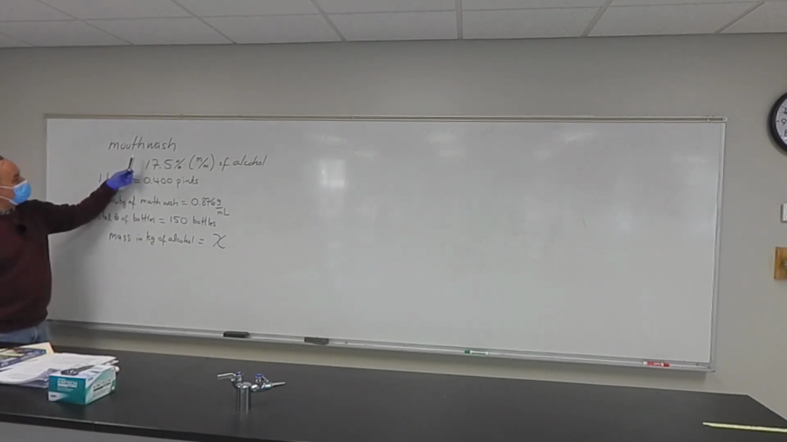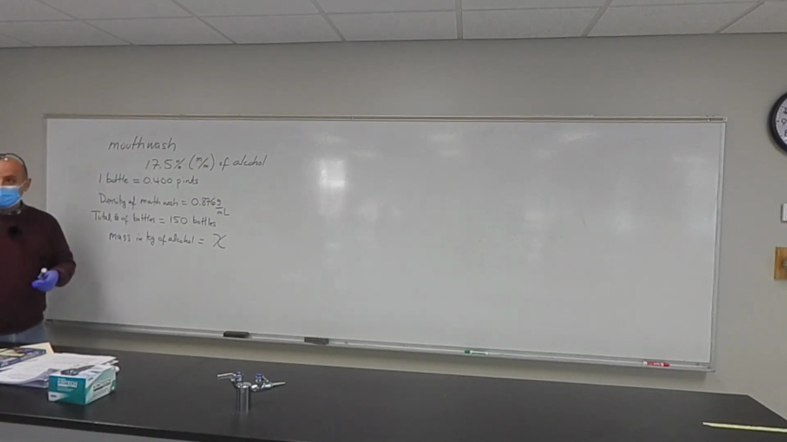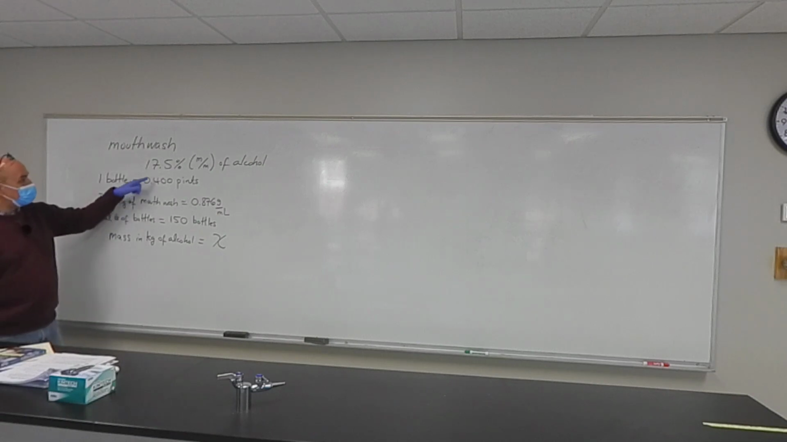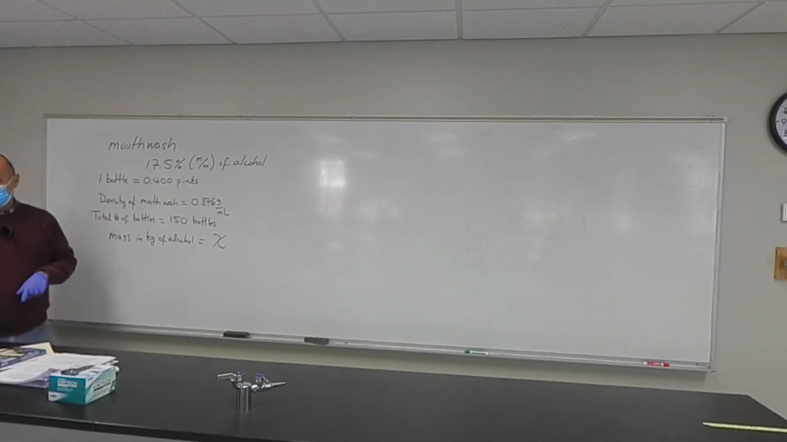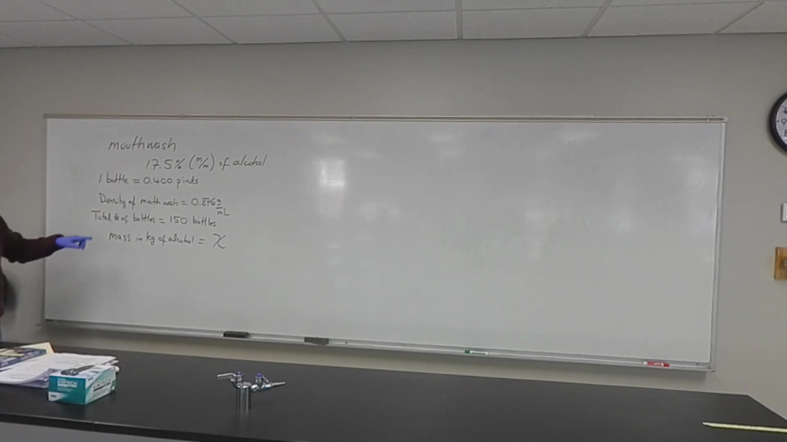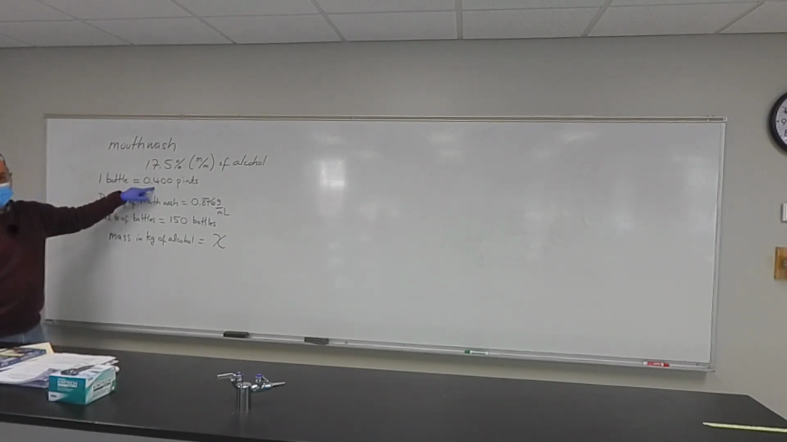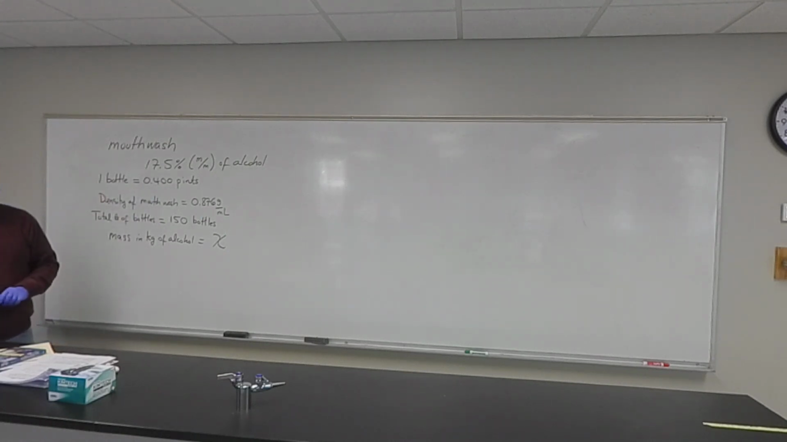We have a situation in which we have bottles of mouthwash. Each bottle of mouthwash contains alcohol at a ratio of 17.5%. In other words, this particular brand of mouthwash is 17.5% alcohol. Each bottle of mouthwash has 0.400 pints by volume. The density of the mouthwash is 0.86 grams per milliliter.